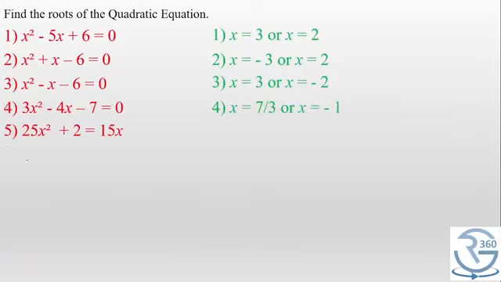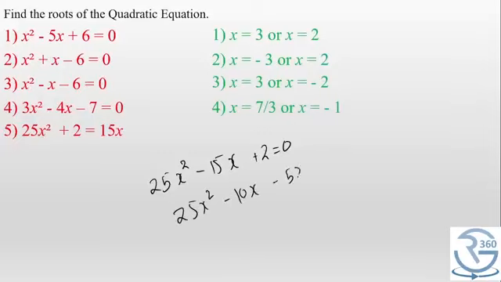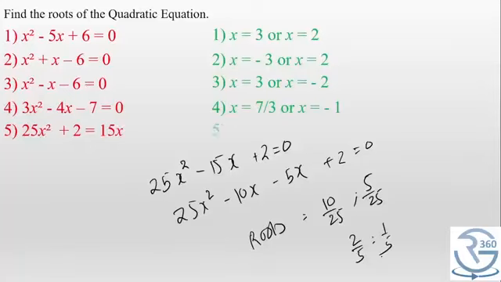25x square plus 2 is 15x. Now I need to rearrange this equation. So 25x square minus 15x plus 2 is equal to 0. So I want product as 50, sum as minus 15. So 25x square minus 10x minus 5x plus 2 equal to 0. So the roots are minus 10 into minus 1 is 10 by 25 and 5 by 25, which is nothing but 2 by 5 and 1 by 5.